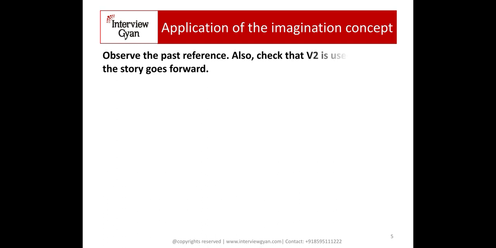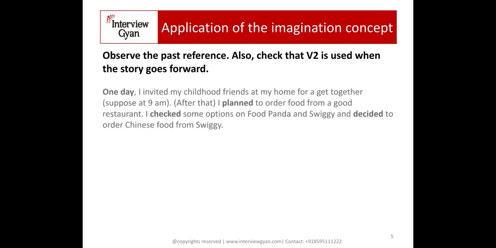Okay, now here you should observe the past reference, where exactly we are going in the past, and also check that V2 is used when the story goes forward. One day, so the moment you say one day, that means the reference is in the past. I invited my childhood friends at my home for a get together. Suppose you invited them at 9 a.m. So we used I invited, that means second form, because we are going to a point in the past.